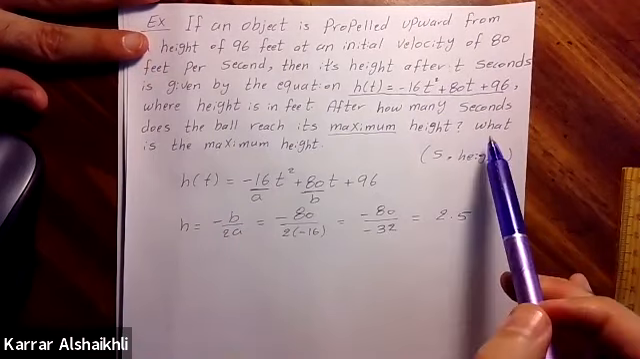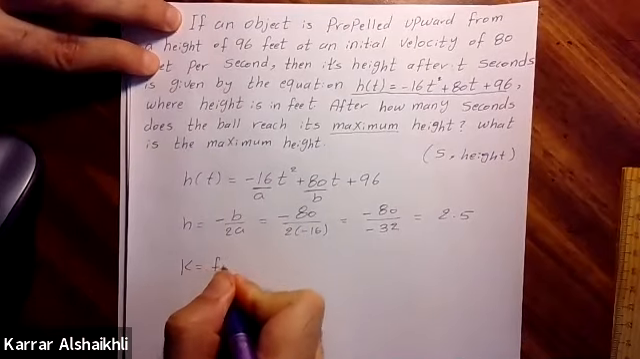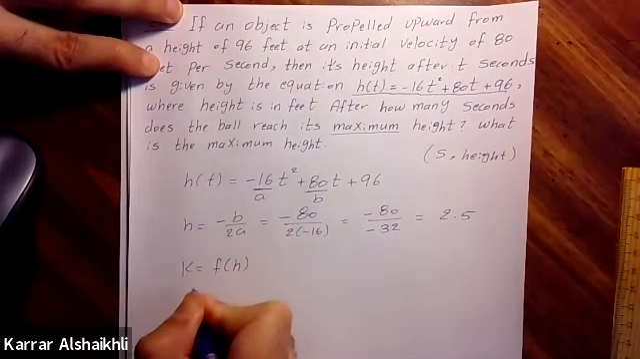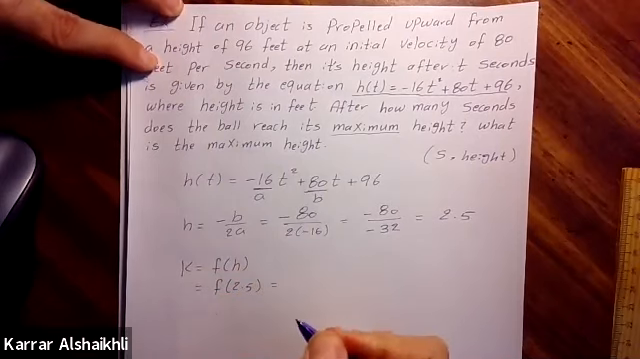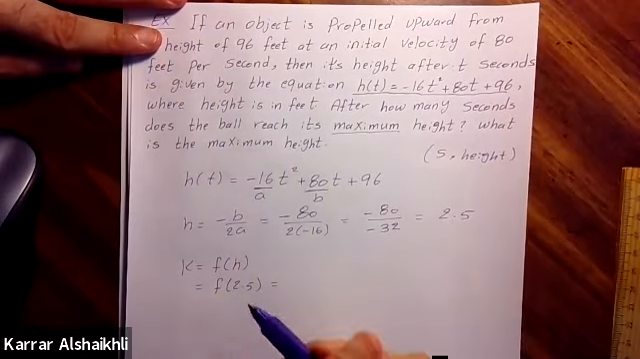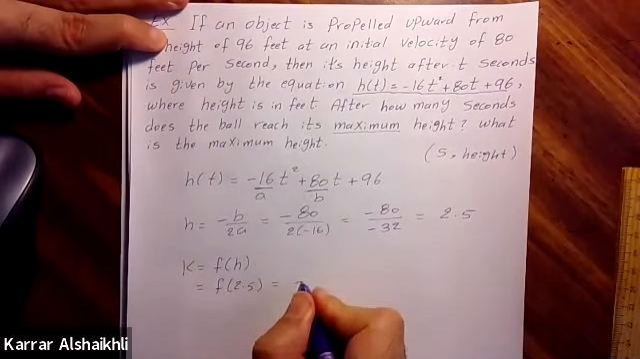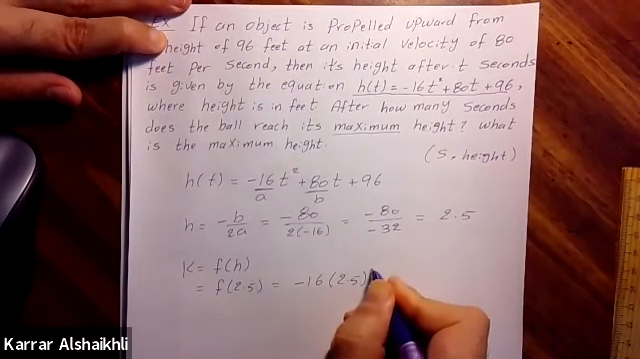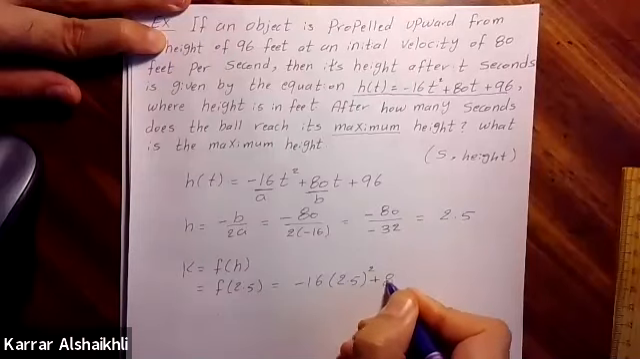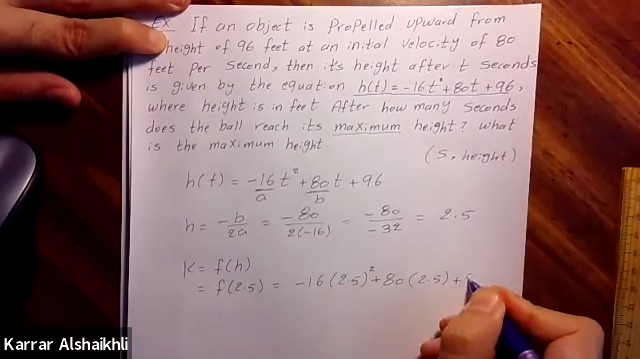Now they ask you, what is the maximum height? That means you're going to find the k. So k equals f of h, which is equal to f of 2.5, which is the time. So we're going to plug in 2.5 here instead of each t. So it's going to be negative 16 times 2.5 squared plus 80 times 2.5 plus 96.